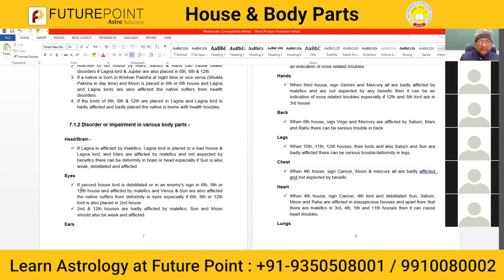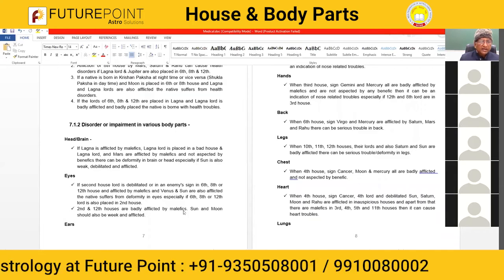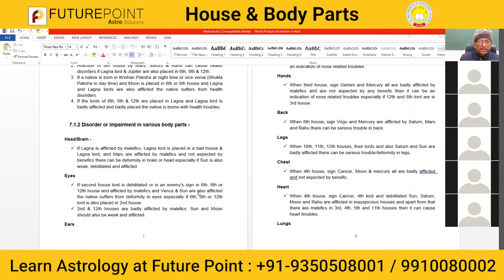Now eyes: if the second house Lord is debilitated or in an enemy sign or in the 6th, 8th, 12th, then we can say that the eyes will be afflicted. And again, Venus and Sun, and also Moon. Basically Sun and Moon are the main planets. If they are afflicted, then we can say that eye problems are there. Second house, 12th house, Sun, Moon, and lastly Venus. If they are afflicted, then the eyes are afflicted.